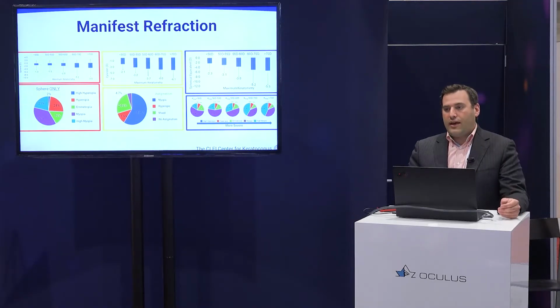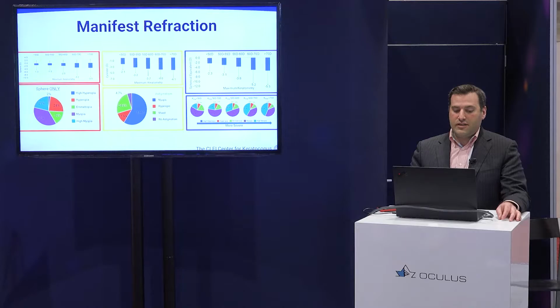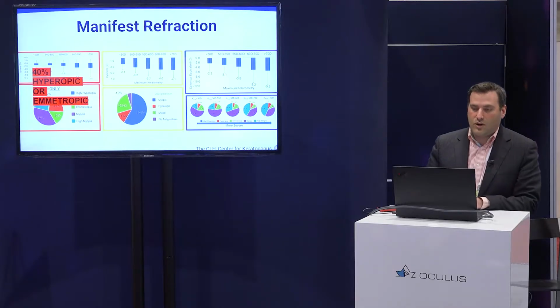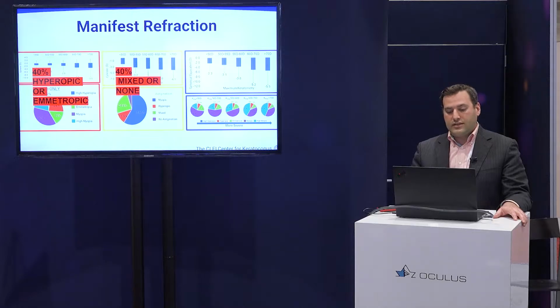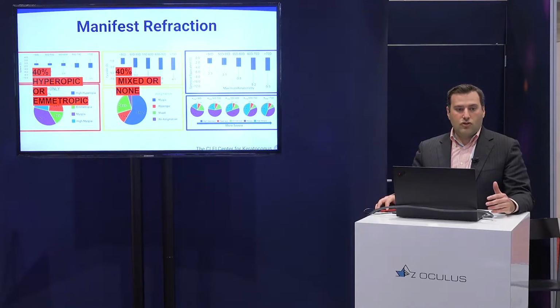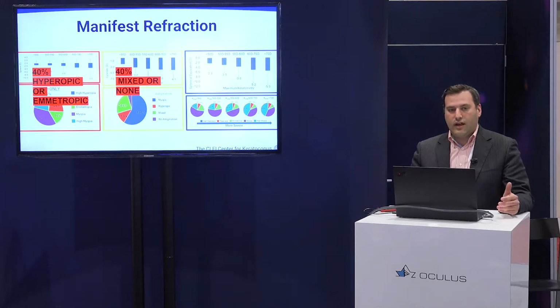And we actually looked back at over 1,000 keratoconic eyes that we've treated, and what we found was pretty surprising. 40% of those eyes were hyperopic or emmetropic when it came to sphere, and 40% of the eyes had a mixed astigmatism or no astigmatism at all. And this ranged across any age group and any severity of disease. So clearly, refraction alone is not enough to determine progression.